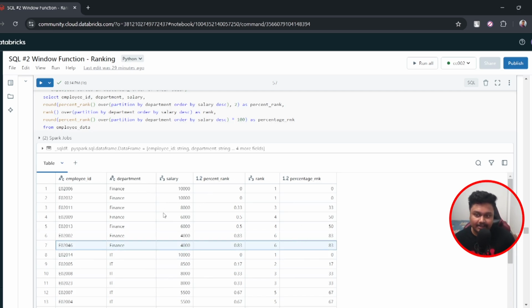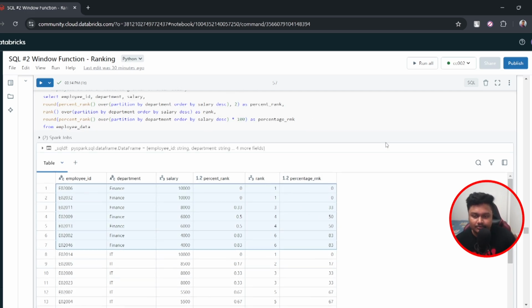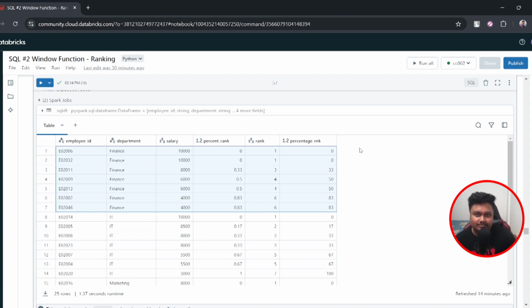I hope you're understanding what I'm trying to say here, and how percent rank works and what the actual meaning of percent rank is. So let's solve a question that will make things clearer.